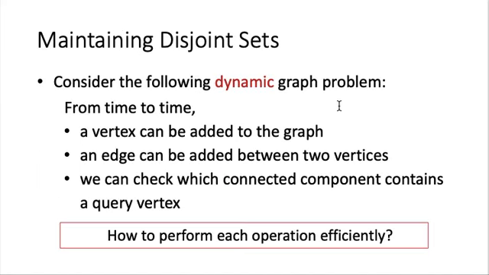Okay, so first of all, what is the problem about? Consider the following dynamic graph problem, where from time to time, a vertex can be added to the graph, an edge can be added between two existing vertices in the graph, and from time to time, we also want to check which connected component contains a certain query vertex. We want to maintain this changing graph so that every operation here is performed efficiently. So how can we do so?